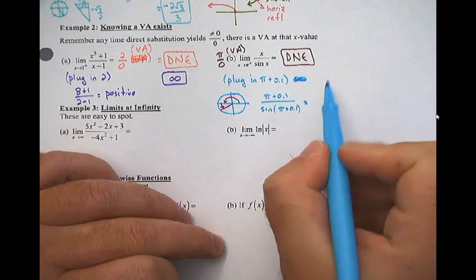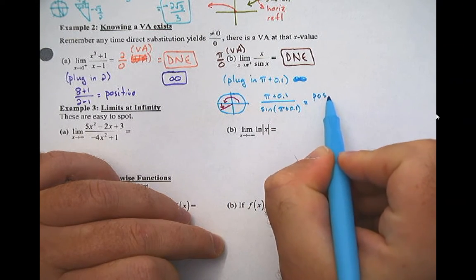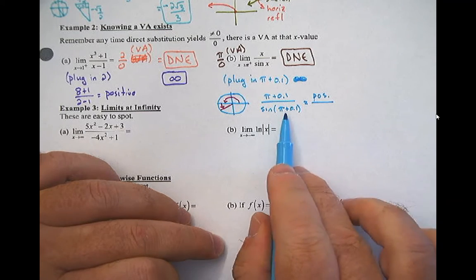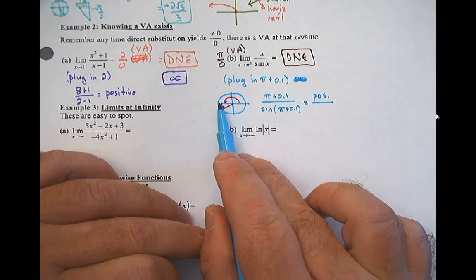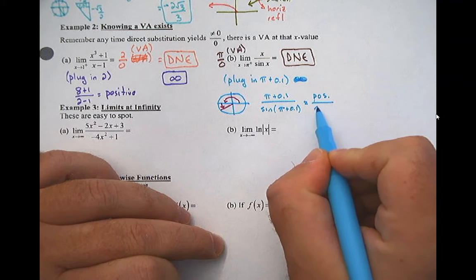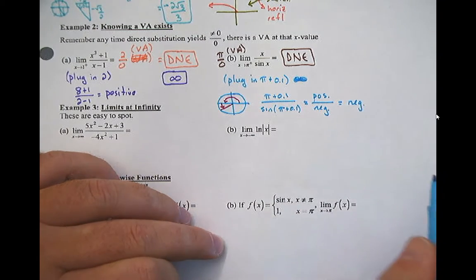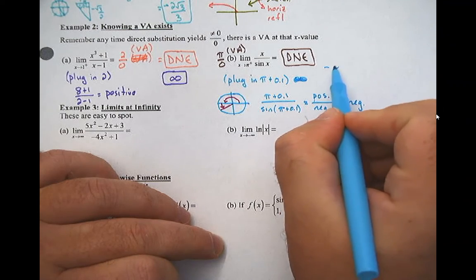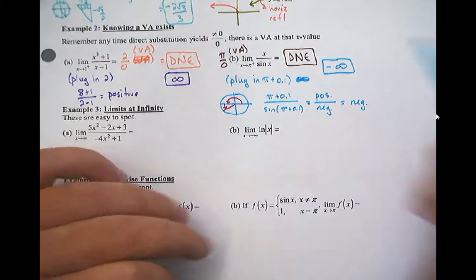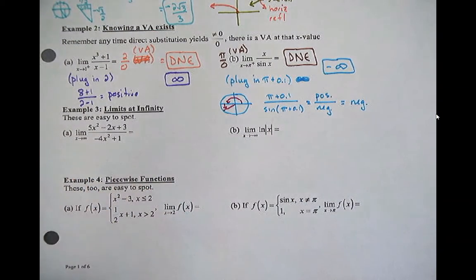What's pi plus 0.1? That's a positive. Divided by what, sine of pi plus a little bit more? That has a y value that points downward. That's negative. Positive divided by a negative is a negative. So now I know that my limit is going to be negative infinity.